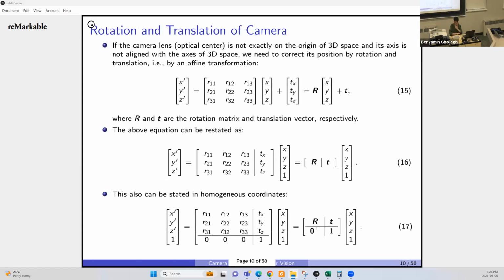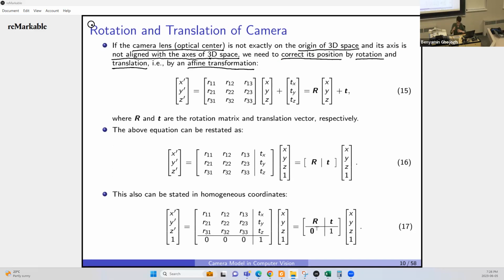Now, rotation and translation of camera. Okay. So far we assumed that the camera is at the origin of the 3D space and it's not rotated. So it's neither rotated nor translated. Now let's talk about it. If the camera lens or optical center, different names for the same thing, is not exactly on the origin of the 3D space and its axis is not aligned with the axis of 3D space, it means that it's either rotated and or translated, we need to correct its position by rotation and translation. That is by an affine transformation.